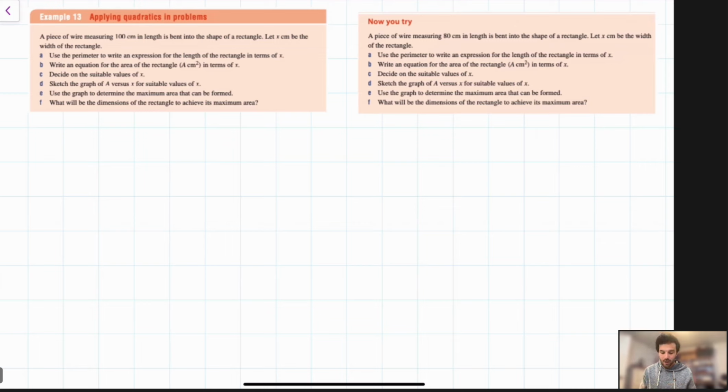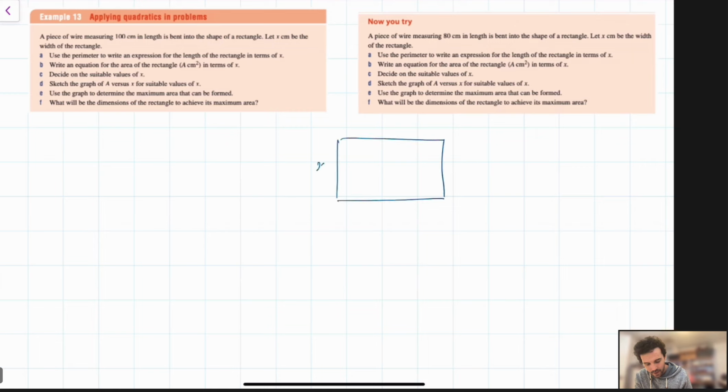Okay, so here's our situation. We've got a piece of wire. It measures 100 centimeters in length. Okay, so we've got a 100 centimeter length wire, and it's bent into the shape of a rectangle. And they're saying let x be the width of that rectangle. Now, what's going to help us out here is probably drawing a diagram to start us off.